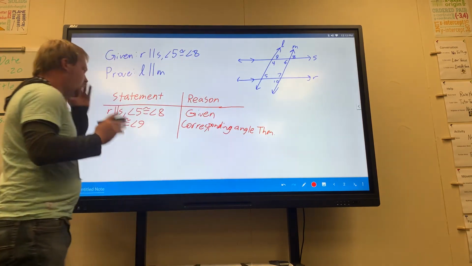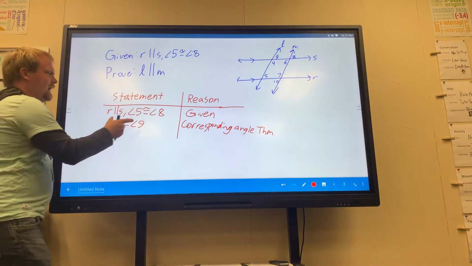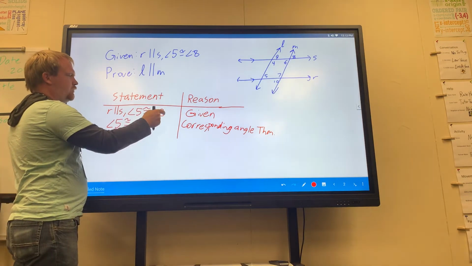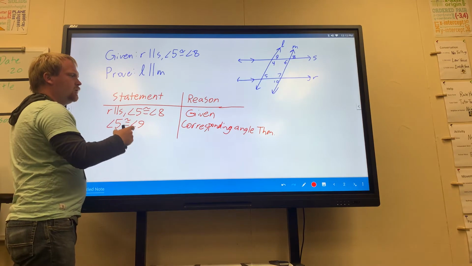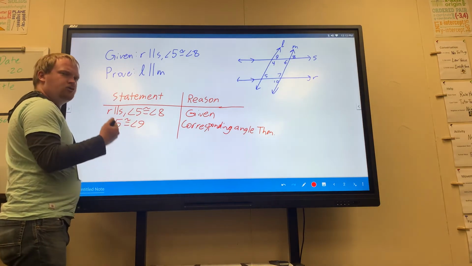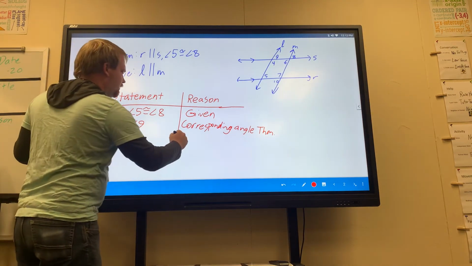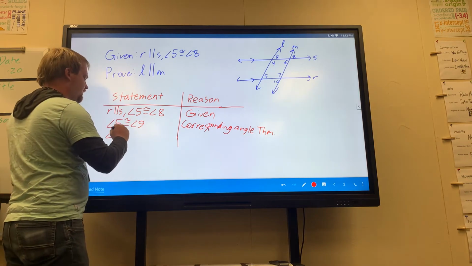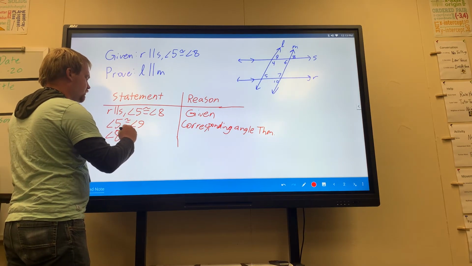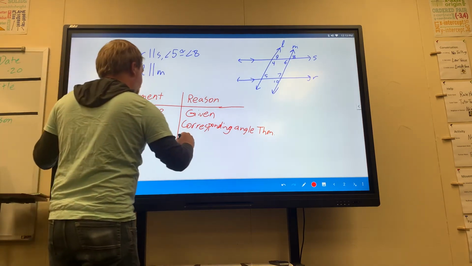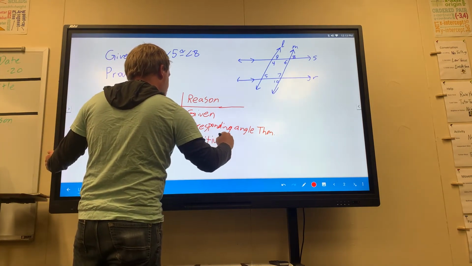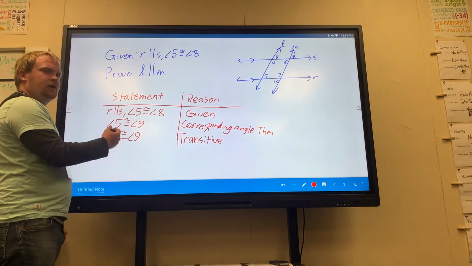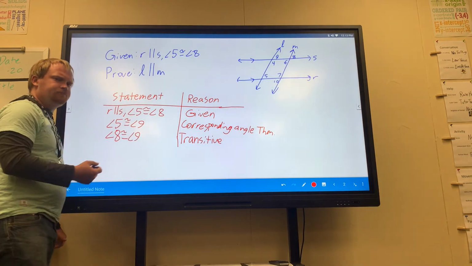Okay? Now, I want you to notice something. I have angle 5 congruent to angle 8, angle 5 congruent to angle 9. So I've got another transitive property that I'm using, by saying that angle 8 is congruent to angle 9. So by transitive property, I can say that angle 8 is congruent to angle 9. Okay?